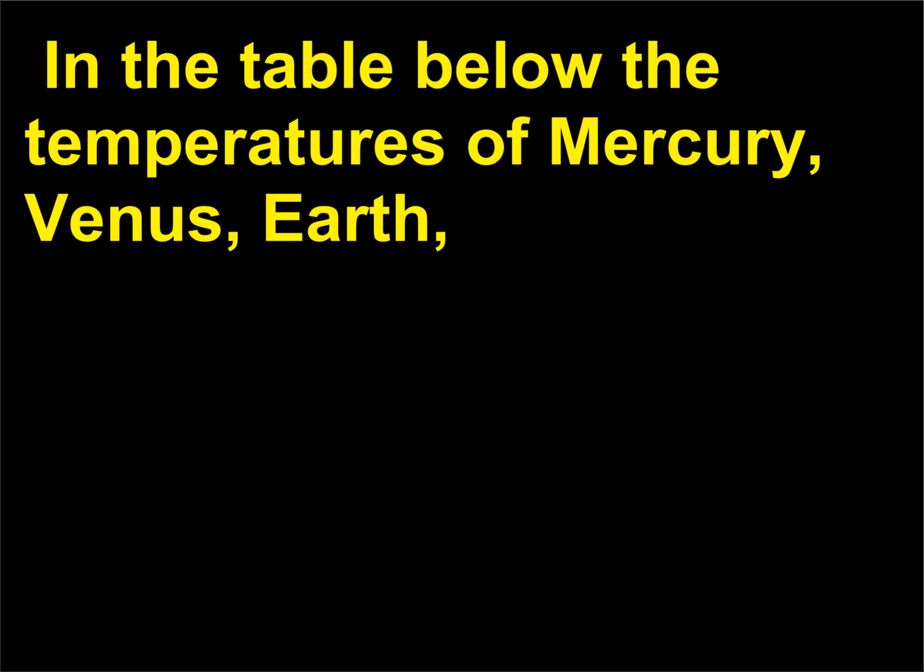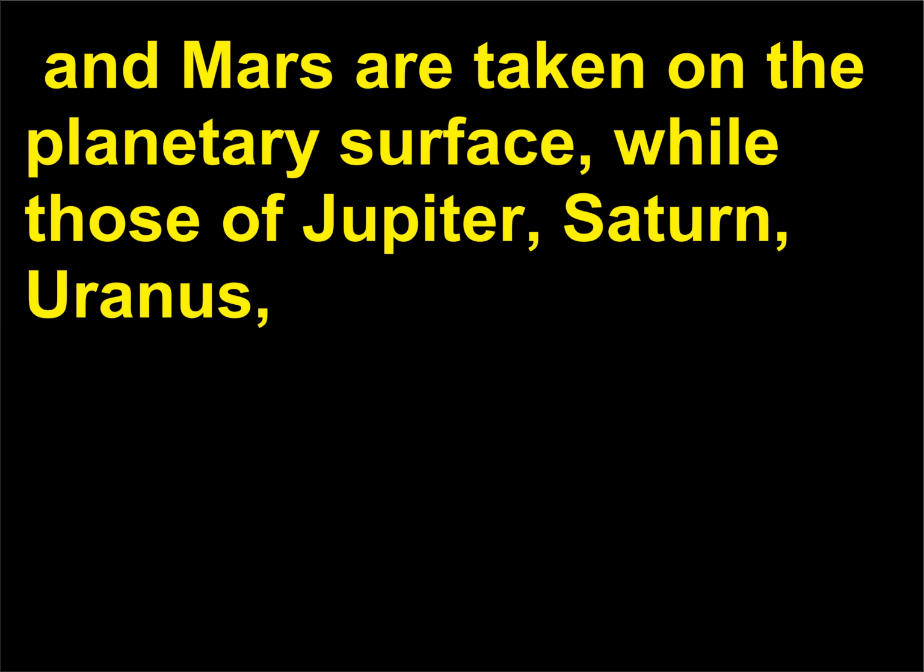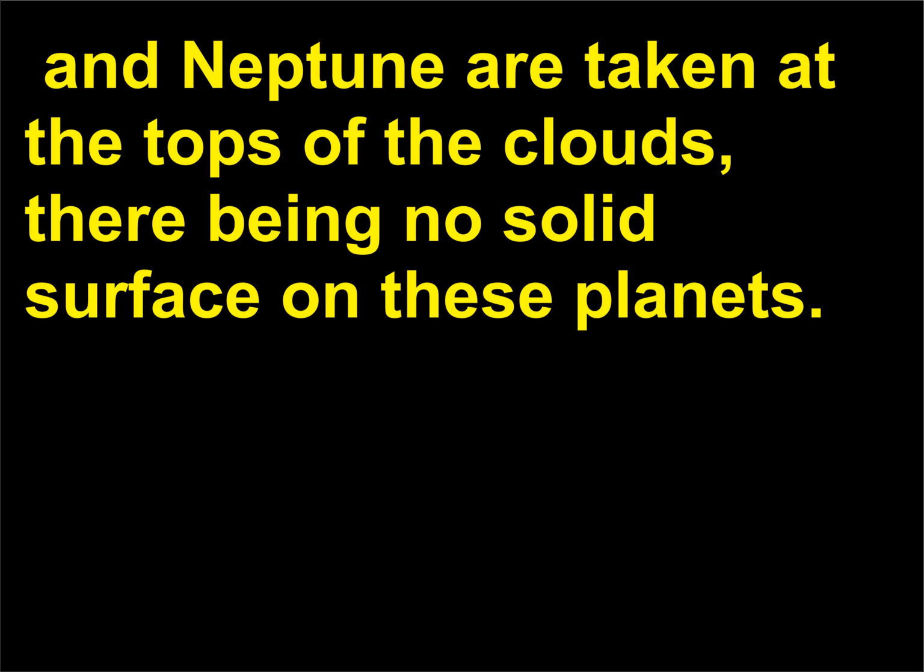In the table below, the temperatures of Mercury, Venus, Earth, and Mars are taken on the planetary surface, while those of Jupiter, Saturn, Uranus, and Neptune are taken at the tops of the clouds, there being no solid surface on these planets.